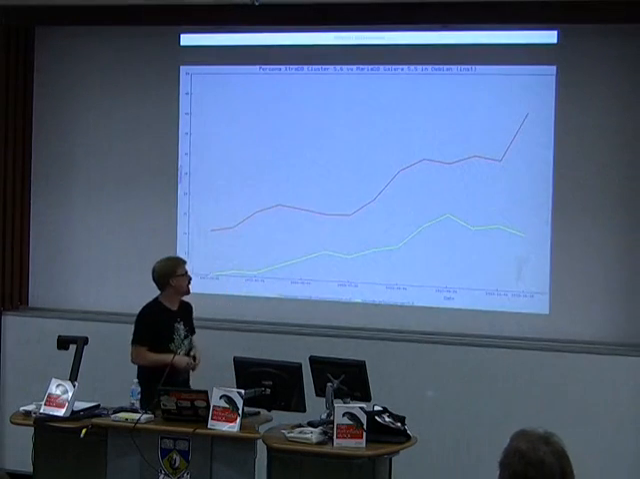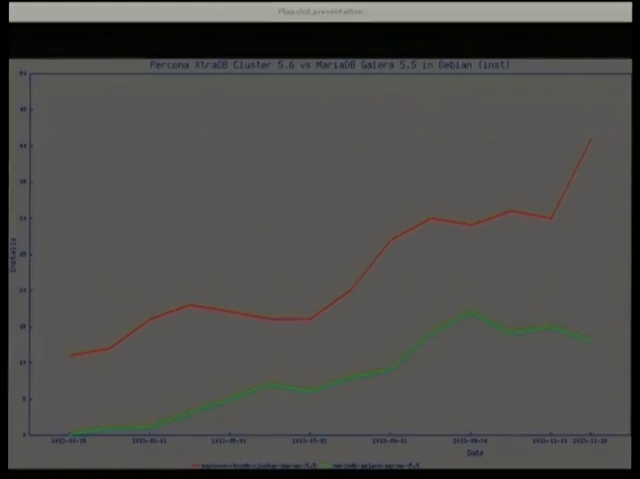A different story with Galera-based distributions. Percona XtraDB Cluster is a clear leader in the double-digit numbers from PopCon. So they're not as reliable as you may think versus the Maria ones, and we'll see how that goes further on. But there's a lot of momentum behind XtraDB Cluster there.